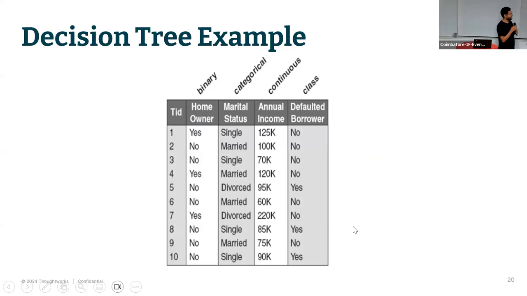Right. So what it is doing is it tries to identify. For example, in this example, you can see only 3 yes, right? Like 5, 7, 5, 8, and 10. Only 3 yes fields are there. That means only 30%. The remaining 70% are no.